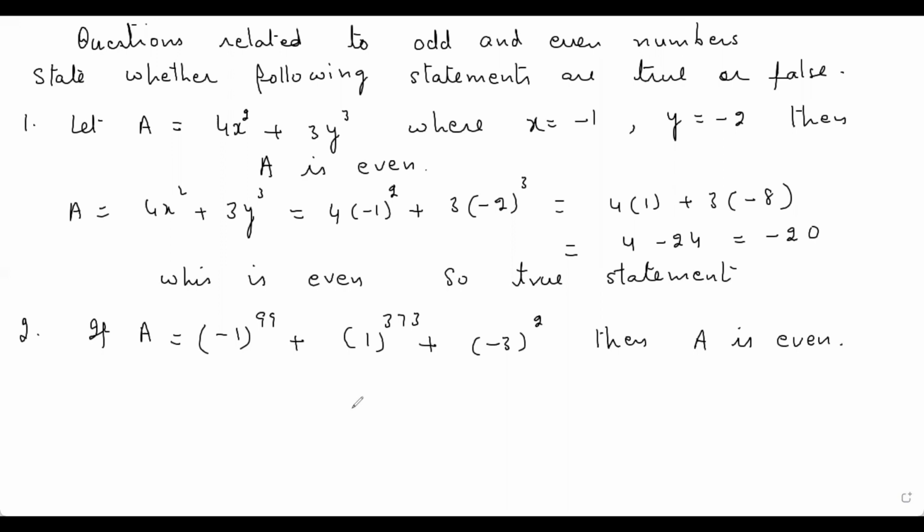Now the second question is, if a is -1 raised to power 99 plus 1 raised to power 373 plus -3 raised to power 2, then a is even. Now this is equal to -1 plus 1 plus 9. This and this cancel, I have 9, which is odd. So false statement.